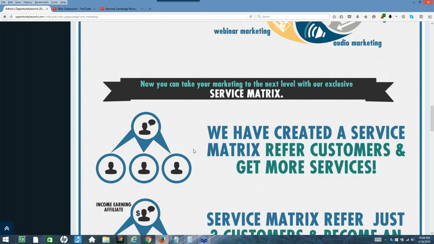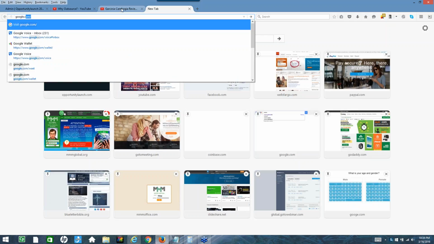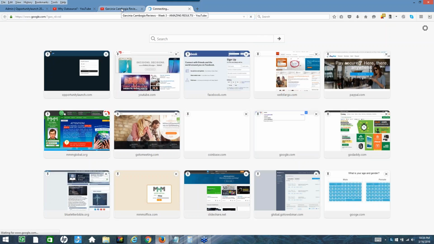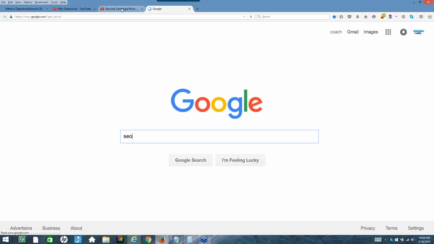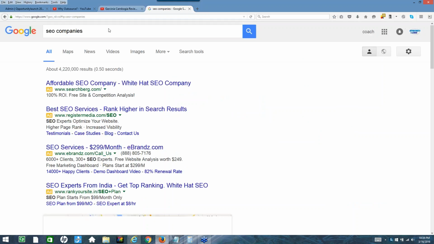How does someone get into the outsourcing industry to have these types of things done for them at an affordable cost? Because if you go out and you can go look for SEO companies and outsourcing, let's put SEO companies. So they say affordable SEO. And what they mean by white hat is that you're not trying to trick Google. There's white hat and there's black hat.